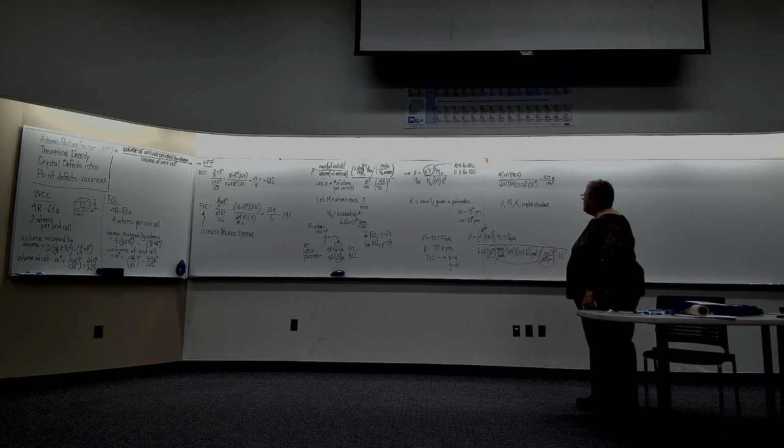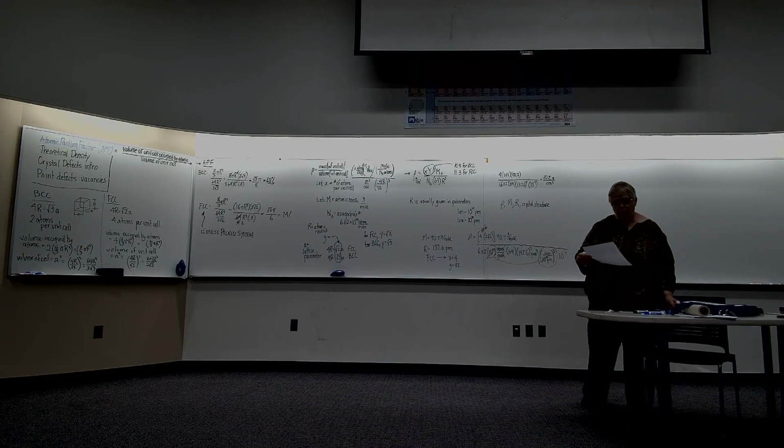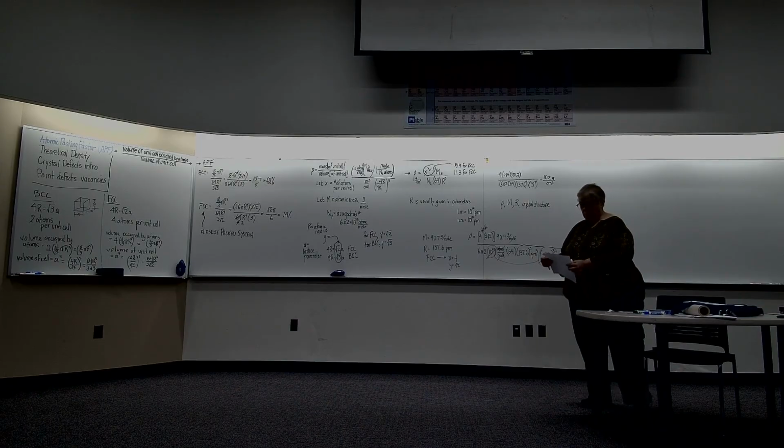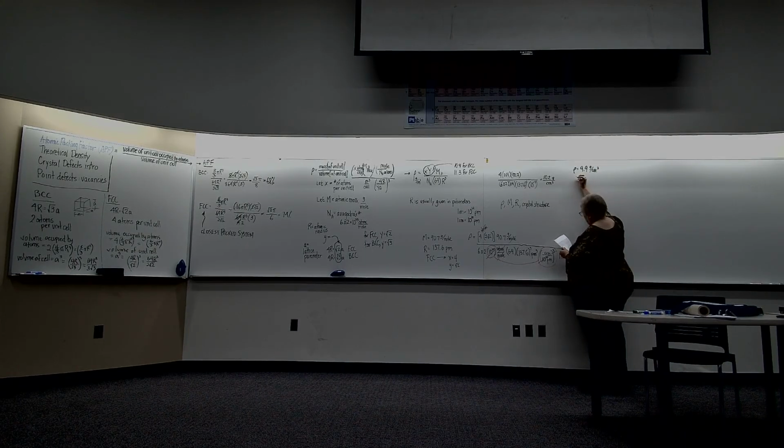So let's see if we can find the crystal structure of a metal. All right, tabacolium. Let's say the density is 9.9 grams per centimeter cubed, and the atomic mass is 102.3 grams per mole, and the atomic radius is 144.3 picometers.